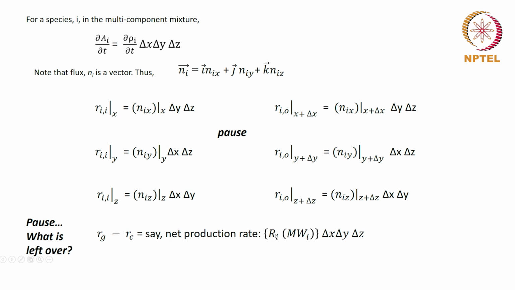The reaction rate is typically in terms of mole per volume per time. Therefore, mole per volume times the molecular mass will give you mass per volume per time, times the volume will give you mass per time. Okay. So, this we had done earlier, and we are doing the same thing here.